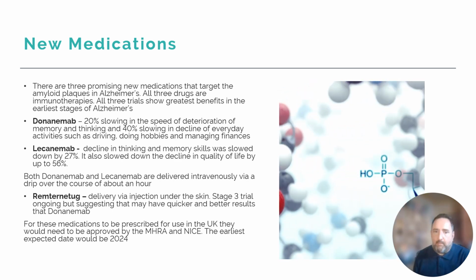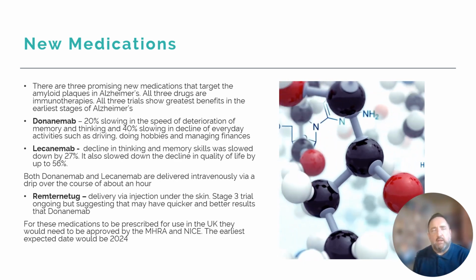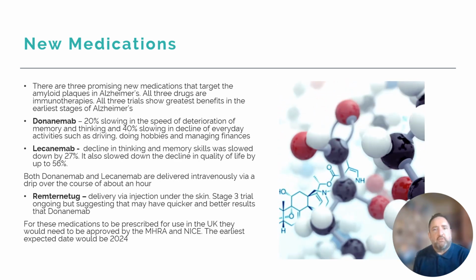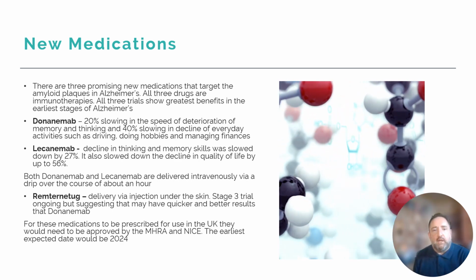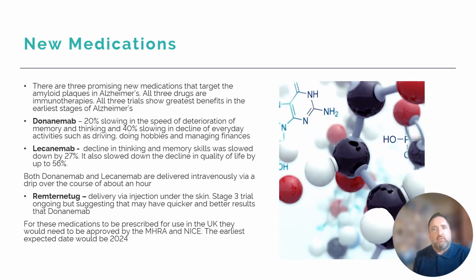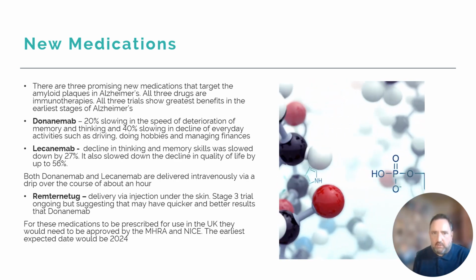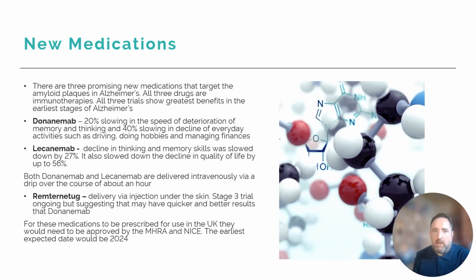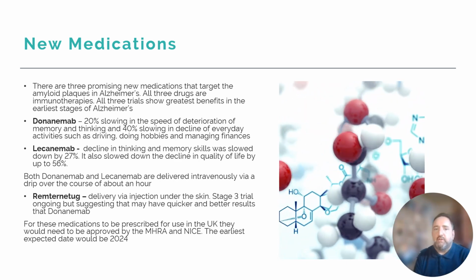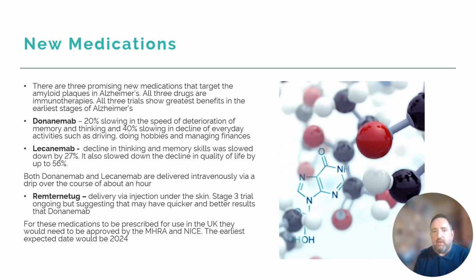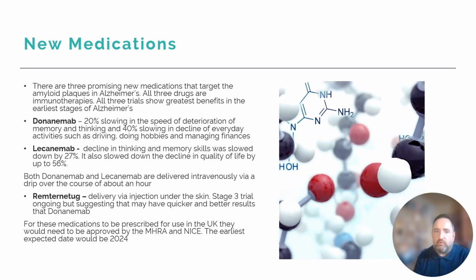Both donanemab and lecanemab are delivered intravenously via a drip over the course of about an hour, and they may also involve regular PET scans. So again, it's about the infrastructure that would need to be involved, which is some of the stuff that the regulators would be looking at in terms of whether these are viable, as well as the cost. The third is remternetug. That is currently going through its stage 3 trial at the moment. That's a different delivery system. It's delivery via injection under the skin, and that stage 3 trial, as I say, is still ongoing, but that's suggesting that it may have quicker and better results than donanemab.